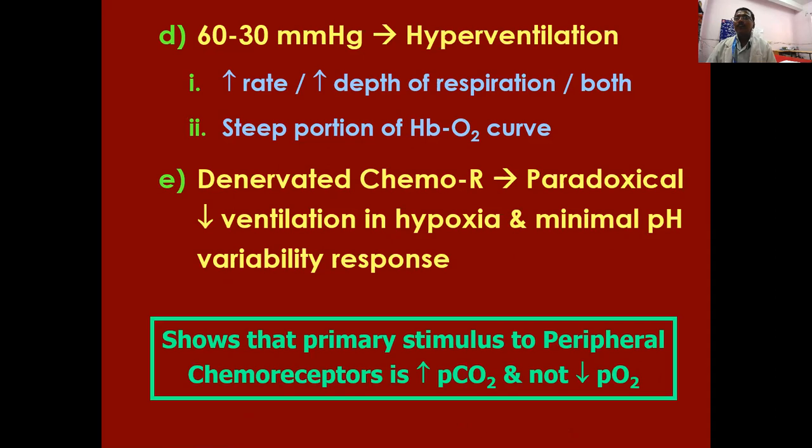Then, at 60 to 30 millimeters of mercury, hyperventilation leads to increased rate and increased depth of respiration, both, and the steep portion of the hemoglobin oxygen curve. A de-innervated chemoreceptor leads to paradoxical decreased ventilation in hypoxia and minimal pH variability responses, which shows that the primary stimulus to the peripheral chemoreceptor is to increase the partial pressure of carbon dioxide and not decrease the partial pressure of oxygen.